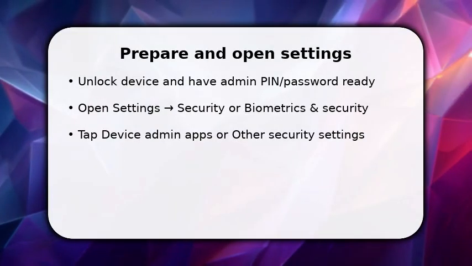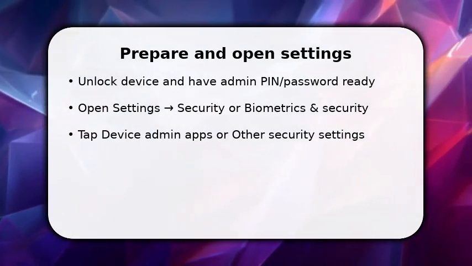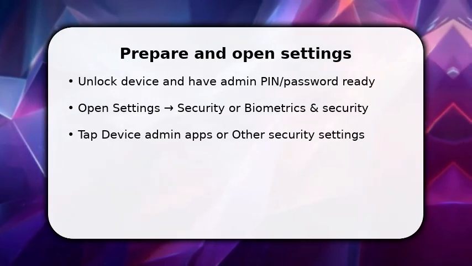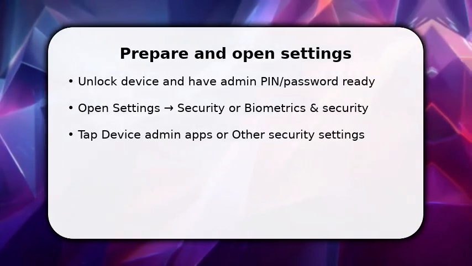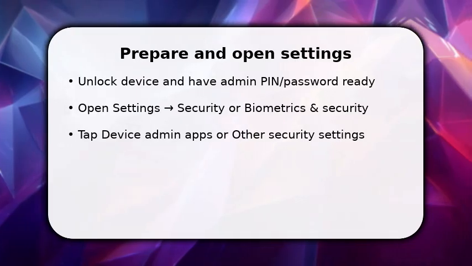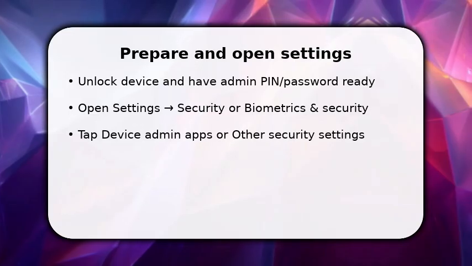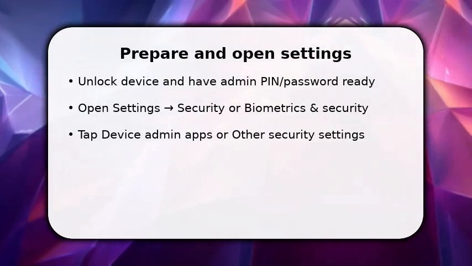You start by unlocking your phone and confirming you have the admin PIN or password available. Once done, go straight to Settings, then Security or Biometrics and Security, depending on your device. Make sure to tap Device Admin Apps or other security settings to list apps with device administrator privileges.